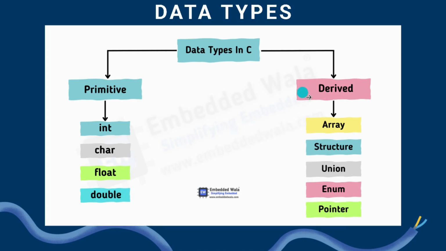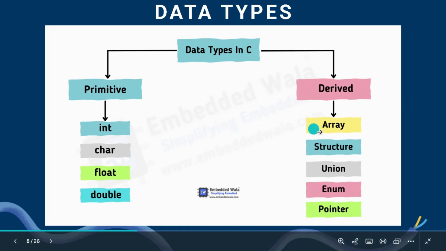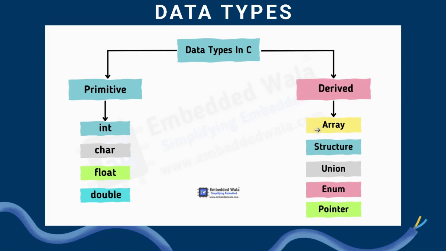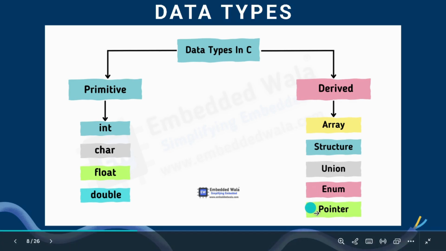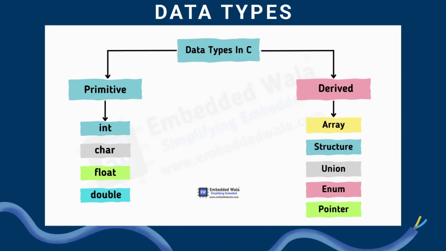And coming to the derived ones, we have 5 subtypes, under which array is a collection of elements of the same type stored in contiguous memory. And structure is a group of variables of different data types under a single name. And union is similar to structure but shares memory among the members. And enum is used to assign names to integral constants, which is used to improve readability. And finally, we have the pointers, which store the memory address of another variable.